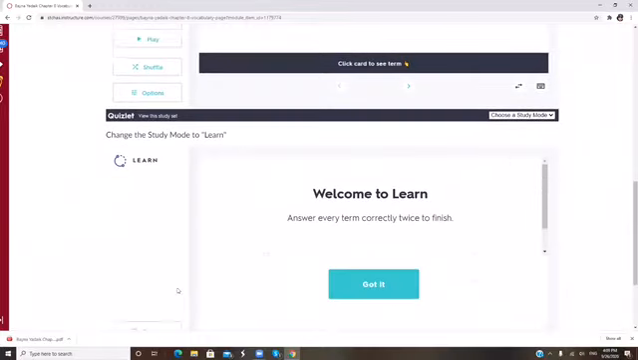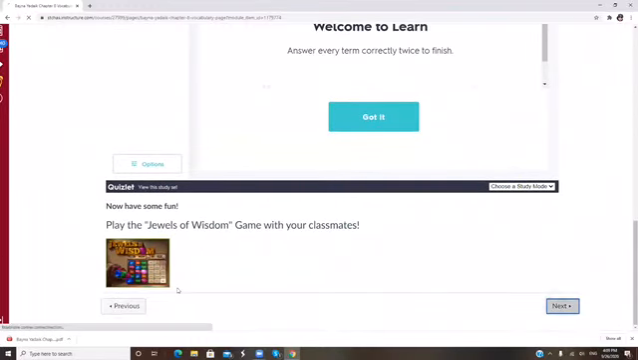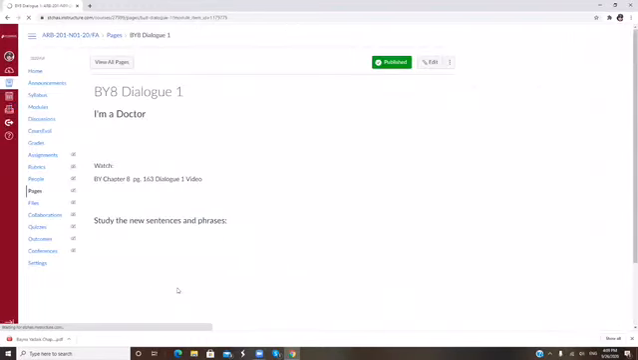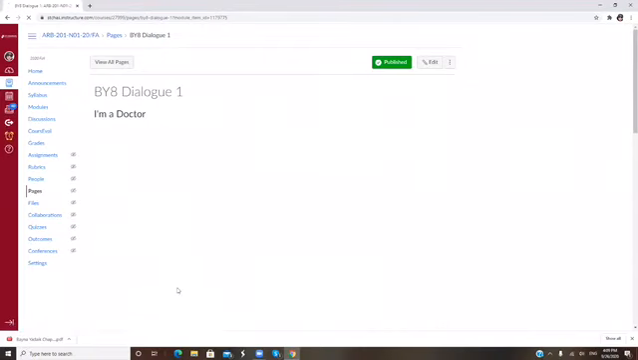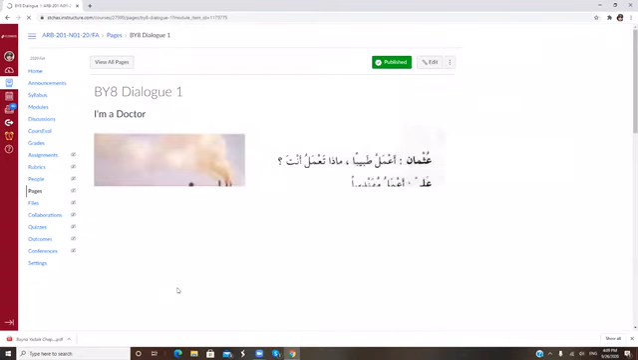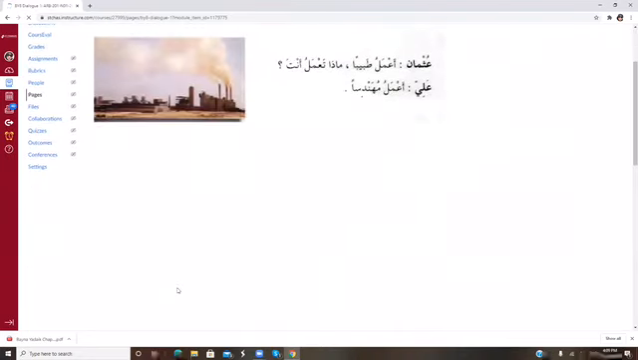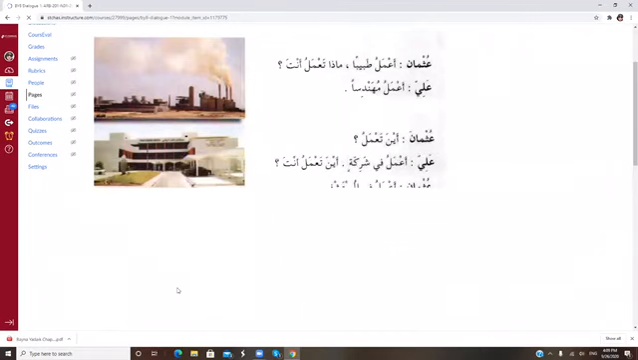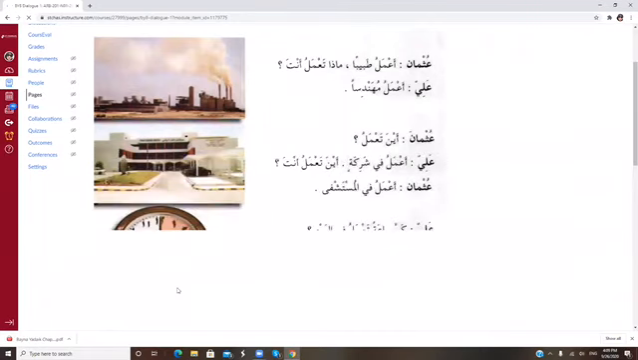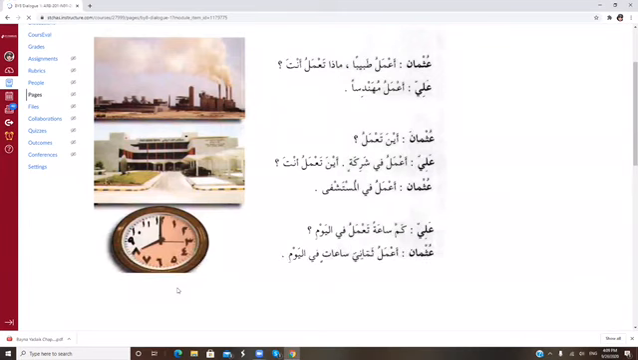And we're going to go to the first dialogue. I'll read through it first, and then we'll go through what it means. Okay, so this is a dialogue between Uthman and Ali.